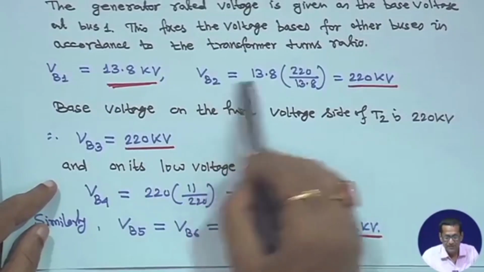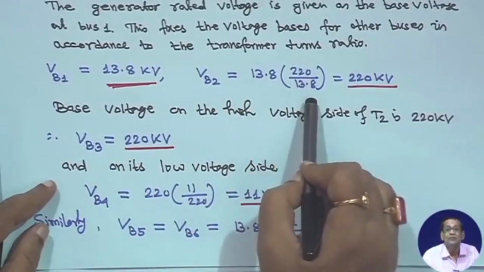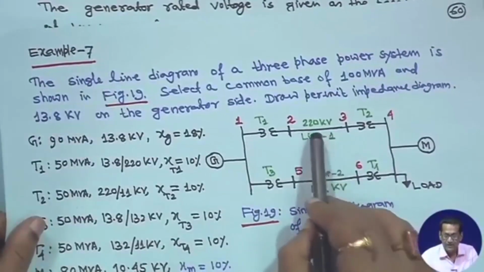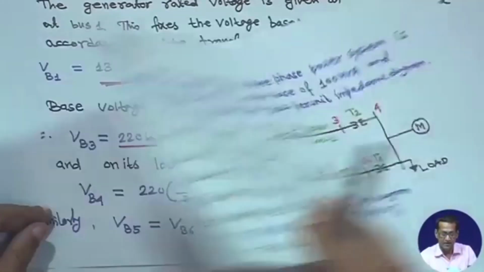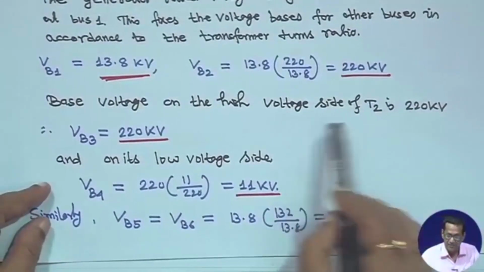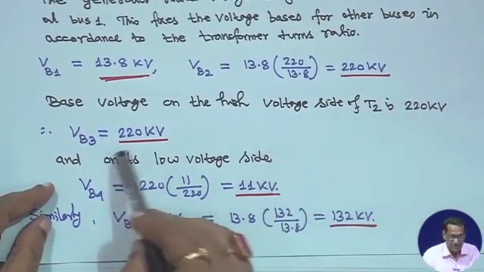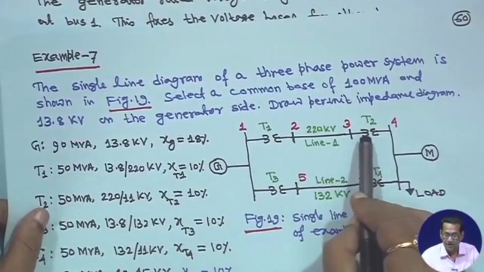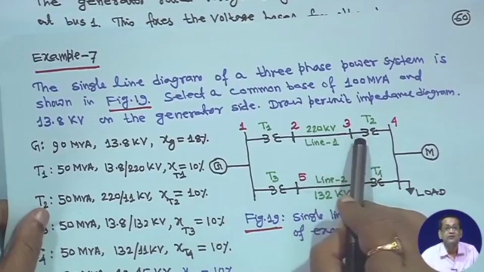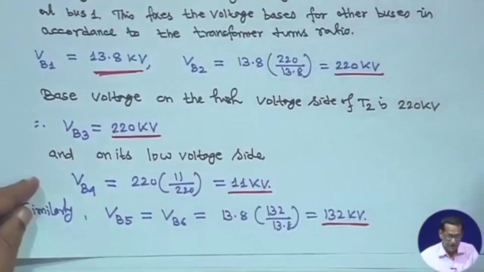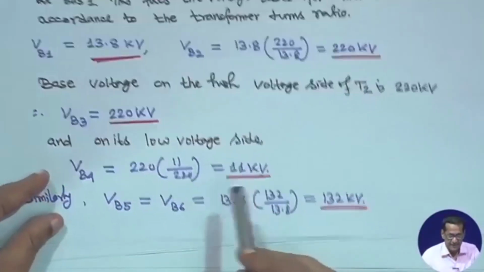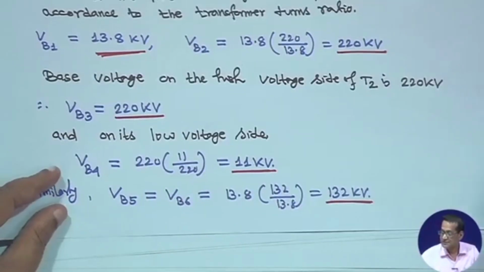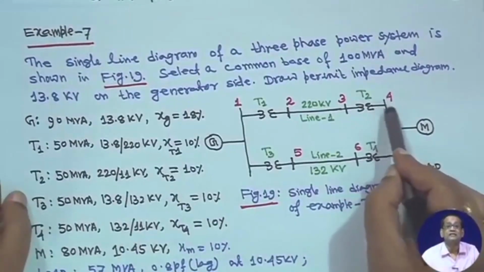Naturally VB2 will be 13.8 times 220 upon 13.8, so 220 kV. That means the line base voltage will also be 220 kV. Now, the base voltage of the high voltage side of transformer T2, VB3, will be 220 kV, because the line base voltage is 220 kV. On its low voltage side it will be 220 into 11 by 220, so 11 kV. This side will be the 11 kV base voltage.